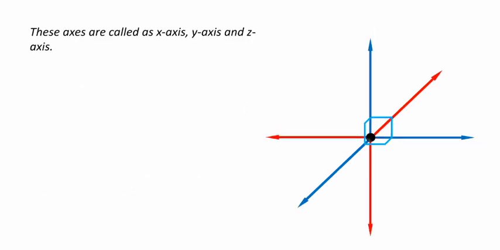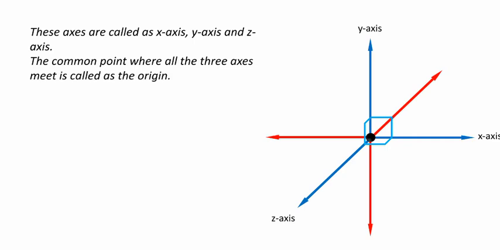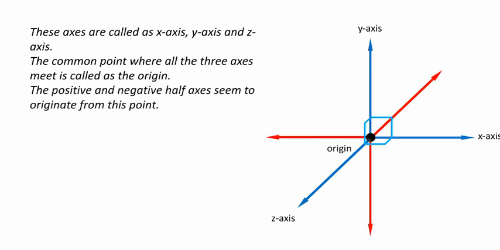These axes are called the x-axis, y-axis and z-axis. The common point where all the 3 axes meet is called the origin. The positive and negative half axes originate from this point.